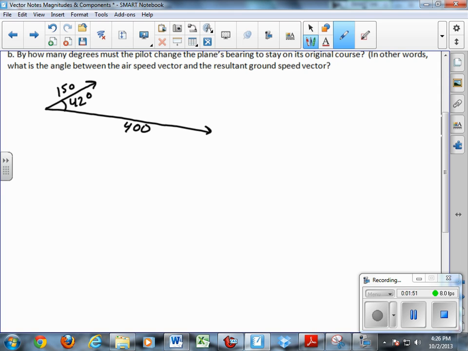Now if I want to add these vectors, I have to add them tip to tail. In other words, I have to reposition the plane vector and move it up here parallel to itself and redraw it. And then I could also position the wind over here. This probably needs to be a little longer, 150. The actual ground speed is going to be the vector that goes right down the middle like that. And that's what I want to know: how long that vector is. That'll tell me what the ground speed is.